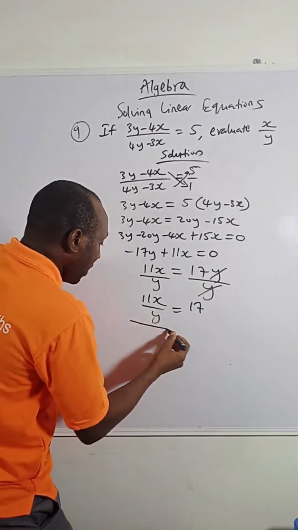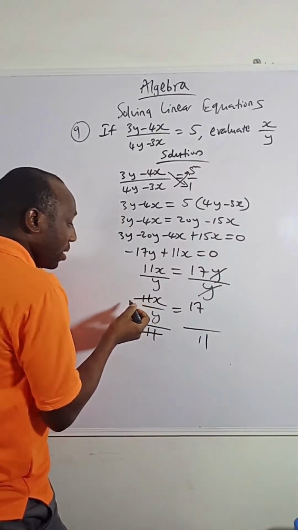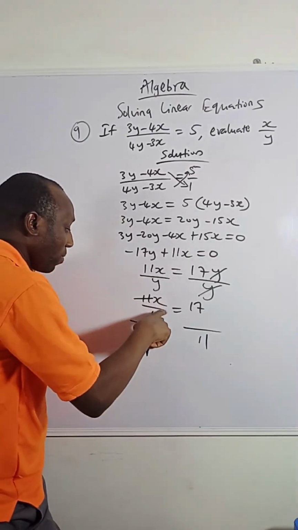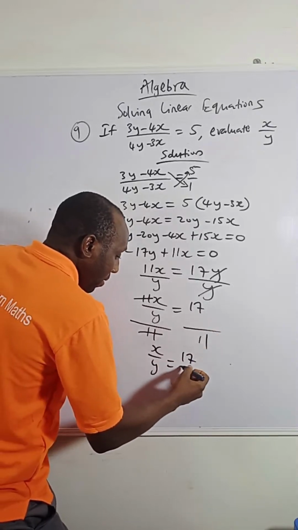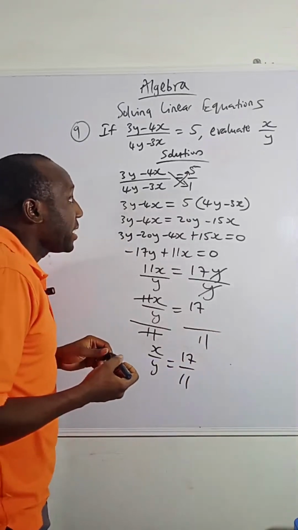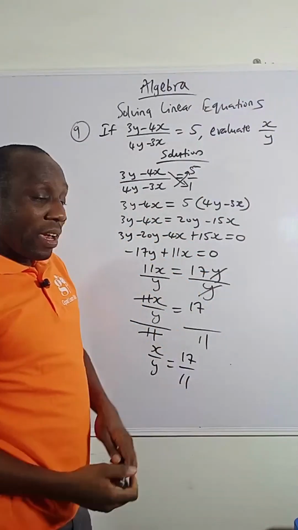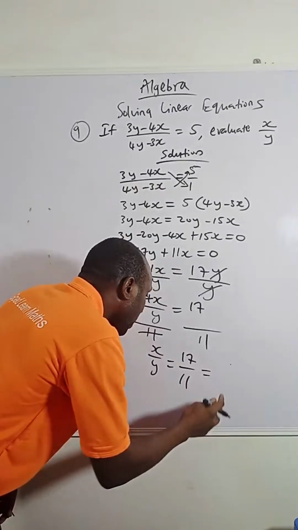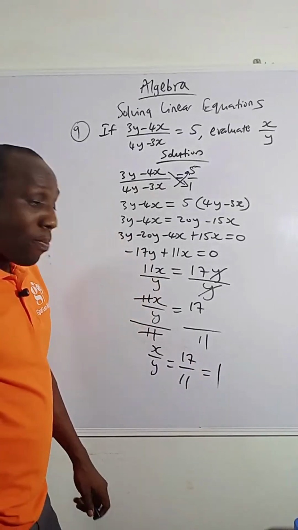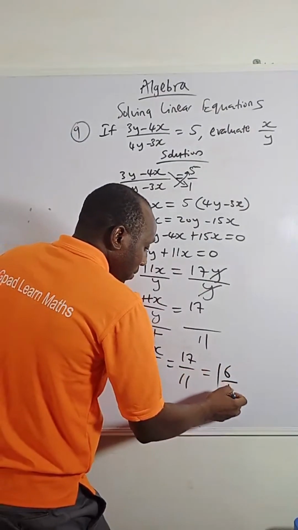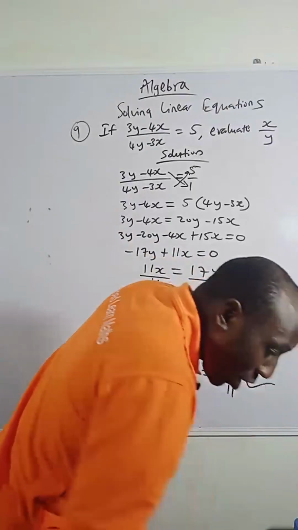So you can just do over 11 here and over 11 here. This 11 can cancel this 11, right? So you have x over y is equal to 17 over 11. So yes, we have been able to evaluate x over y, which is 17 over 11. You can decide to write this as a mixed number. 11 will go into 17 one time with a remainder of 6. So 6 over 11. So people, that is the answer.